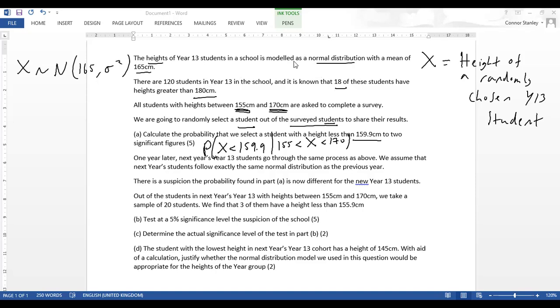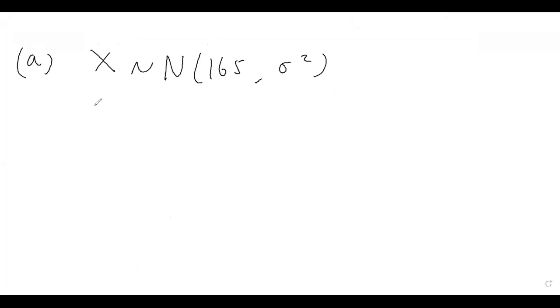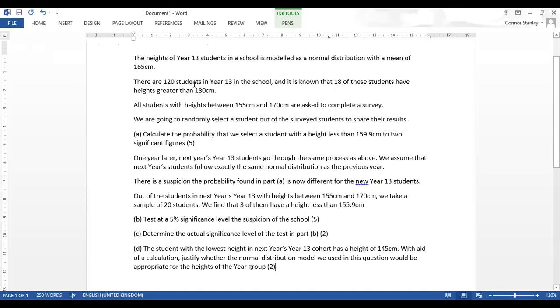And again, we're just going to copy out the information that I wrote down here on the whiteboard again. Here we go. So answering part A to the question, we've got this normal distribution with a mean of 165 and an unknown sigma squared, an unknown sigma. And if we just go back to the Word document, as the question says here, we've got 18 students who have a height greater than 180 out of 120. So we've got 120 students in year 13, but 18 have a height greater than 180 centimeters.